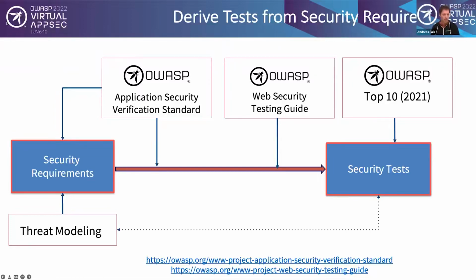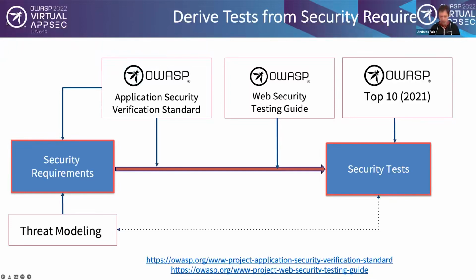And additionally, you also conduct threat modeling sessions to identify flaws and really critical security points in your application, in your architecture. And with these two helpful things, you then identify all the security requirements.